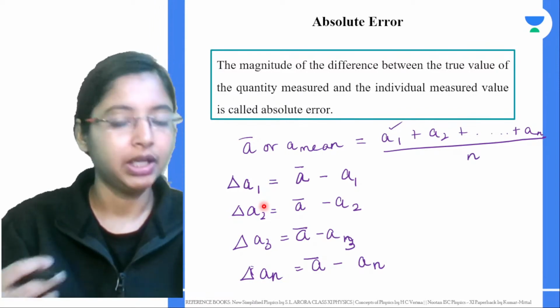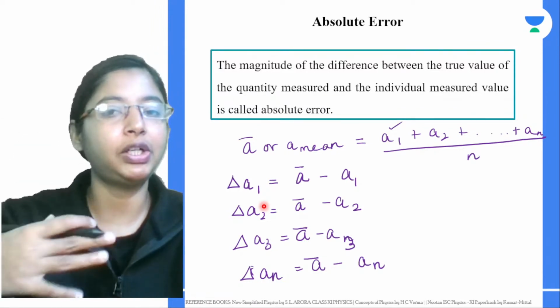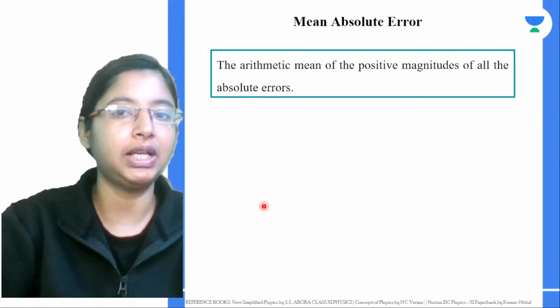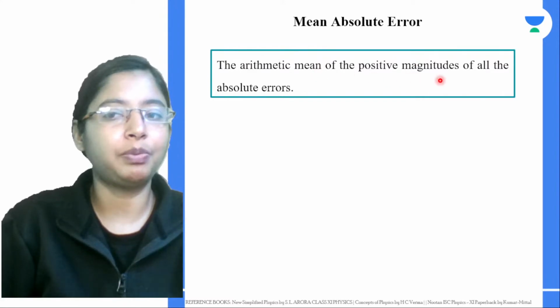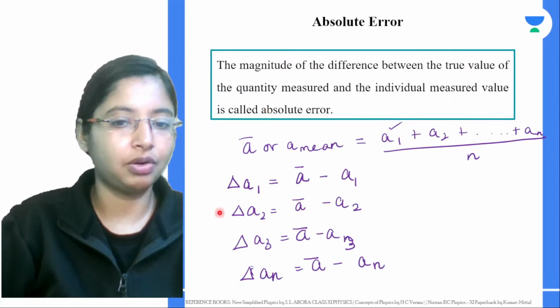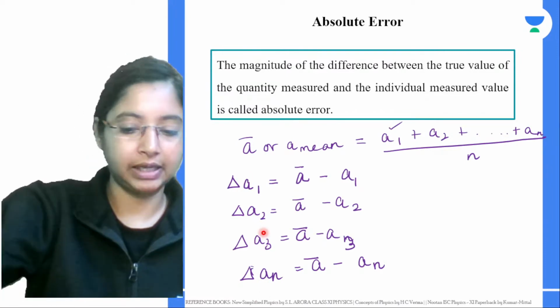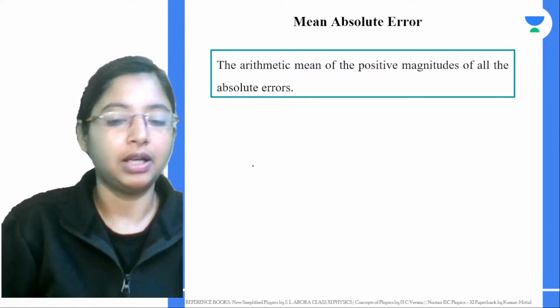they could actually cancel out each other. So when we are taking the mean absolute error, we only take the positive magnitudes. The arithmetic mean of the positive magnitudes of all of these absolute errors gives you the mean absolute error, or final absolute error.